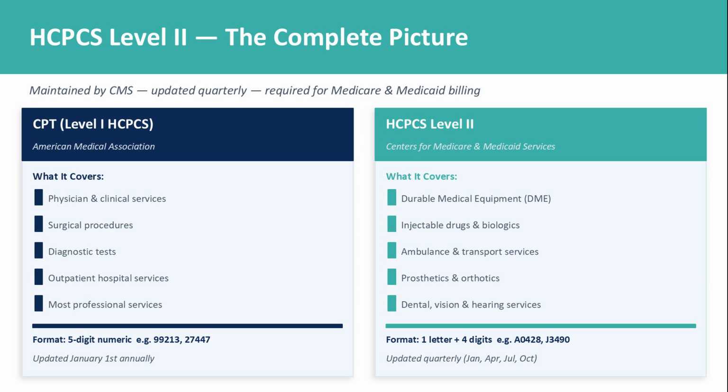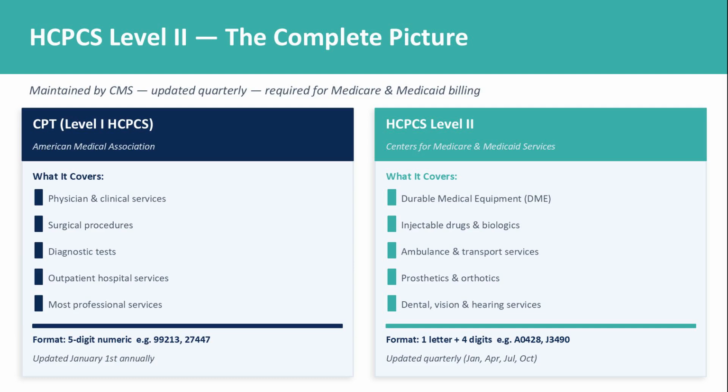You may hear HCPCS referred to as a two-level system. Level 1 HCPCS is actually CPT, those 5-digit numeric codes we covered in Module 3. Level 2 HCPCS is the separate set of codes we're focusing on today, the letter plus 4-digit alphanumeric codes maintained by CMS. CPT was developed by the AMA and covers physician services, surgical procedures, most diagnostic tests, and outpatient clinical services. It's updated once a year.